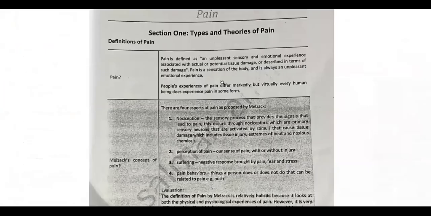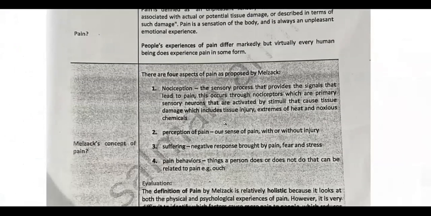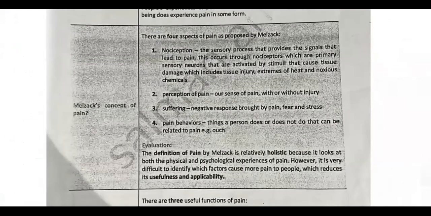Okay, so Melzack's concept of pain, before we get into the types or the other theories of pain, we need to understand the basic definition and how it actually implements in all of these theories. So the four aspects of pain that we need to know, the first one is nociception. That is basically the sensory process that provides the signals that lead to pain. This occurs through nociceptors that are primary sensory neurons that are activated by stimuli that cause tissue damage, which includes tissue injury, extremes of heat, and noxious chemicals, right?